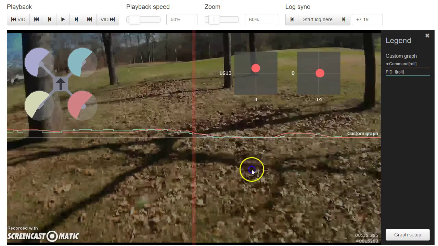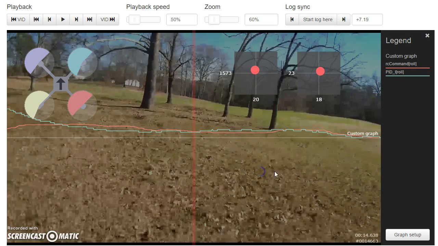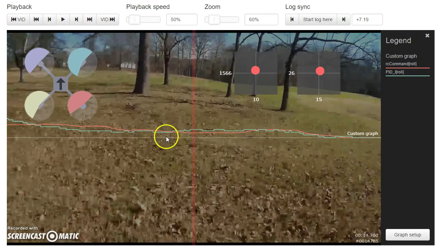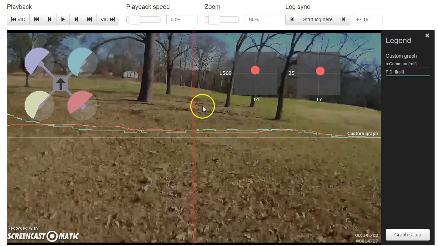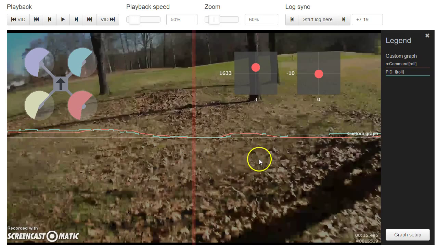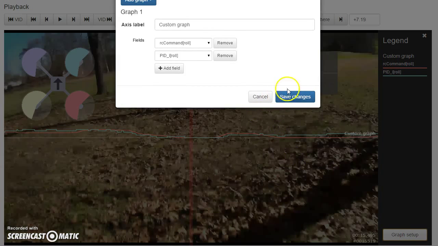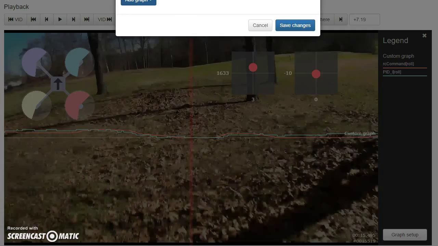And so there I straighten out. And now I'm going straight again, and the I term is relatively close to zero again. If we look at, let's take a look at pitch real quick.